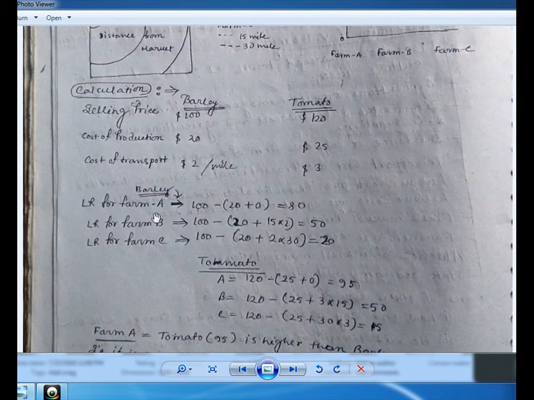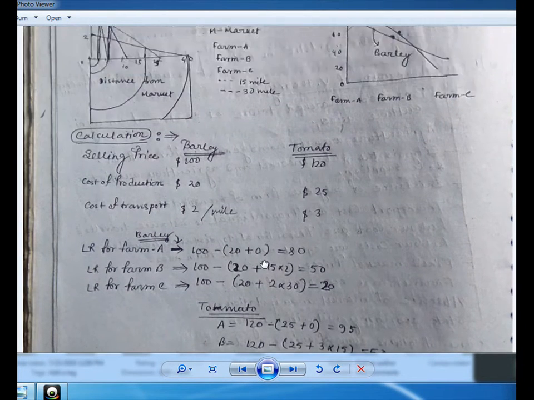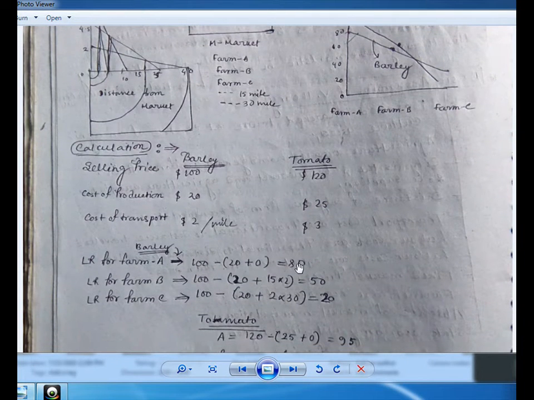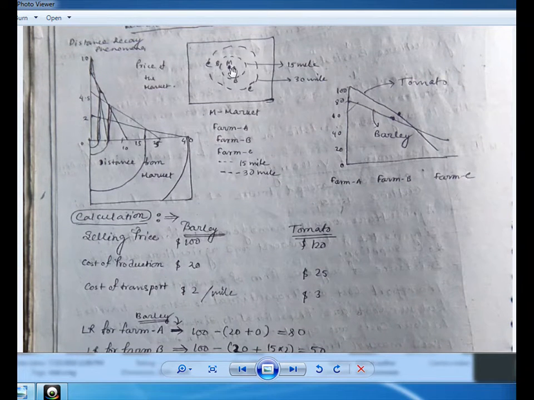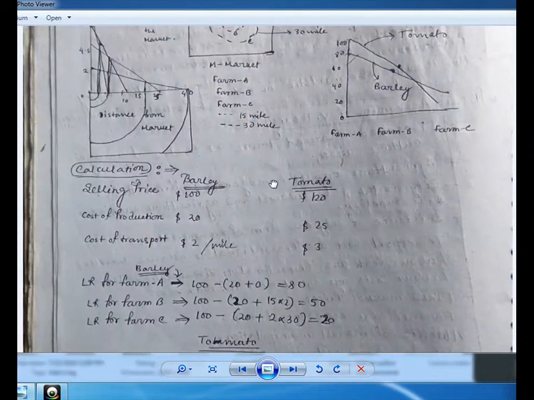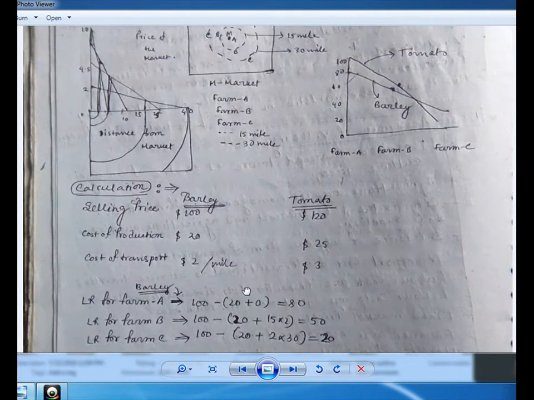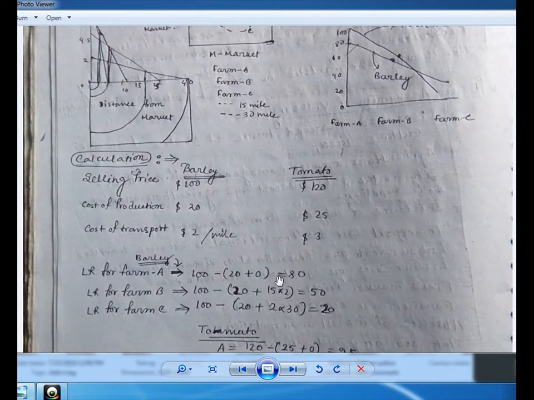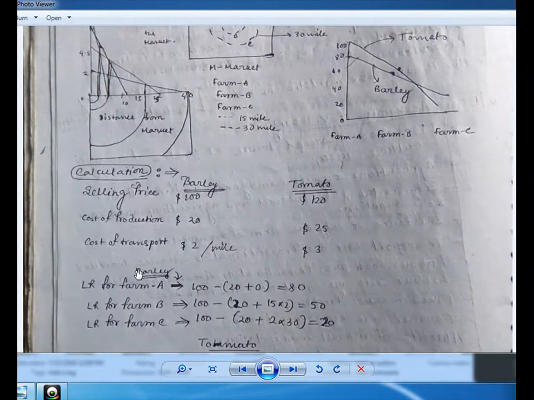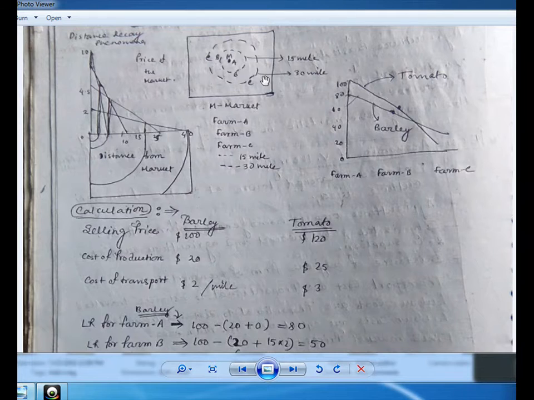So the locational rent (LR) for A is 100 minus 20 plus 0, which equals 80. The locational rent of B, at 15 miles, is 100 minus 20 plus 15 into 2, which equals 50. And the locational rent of C is 100 minus 20 plus 2 into 30.